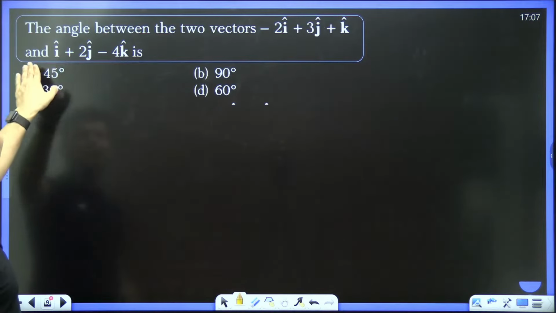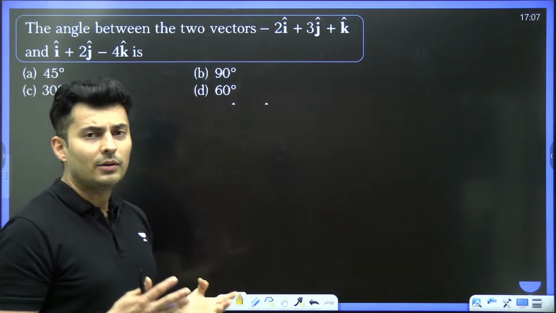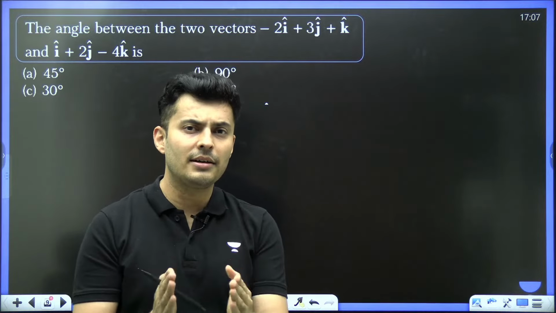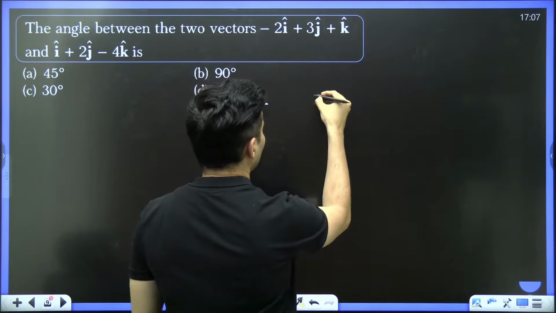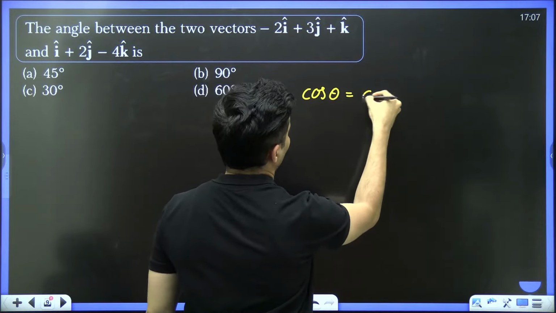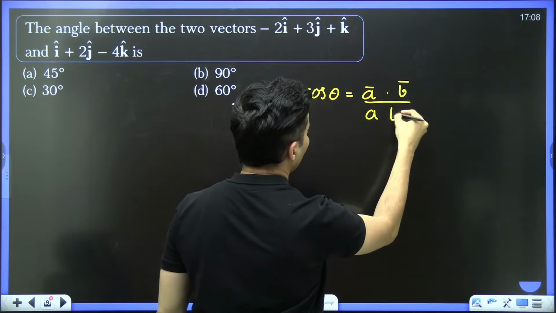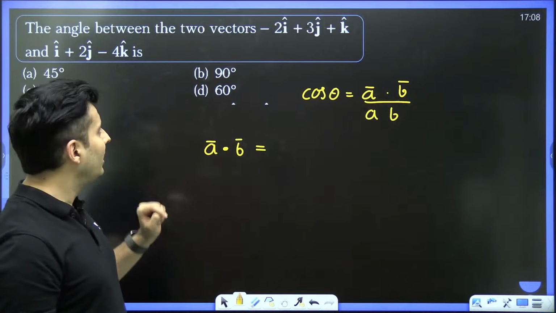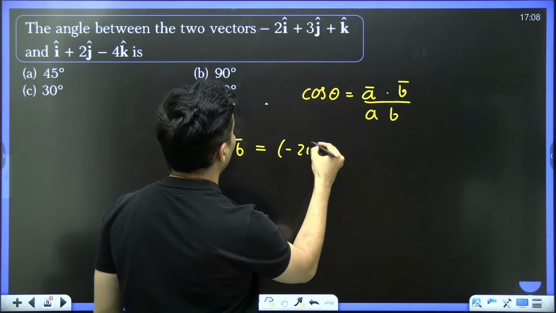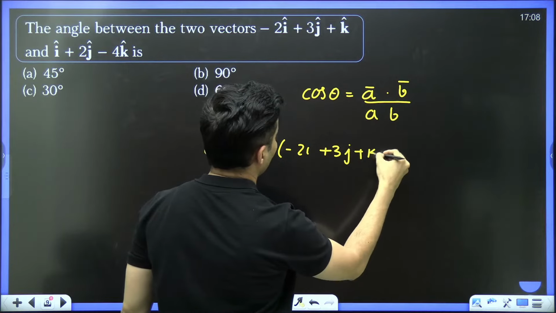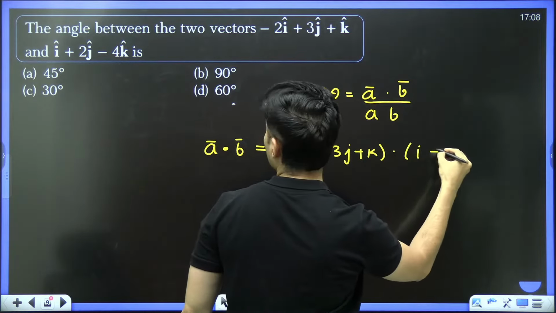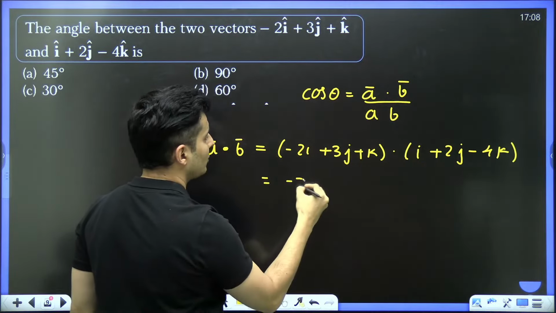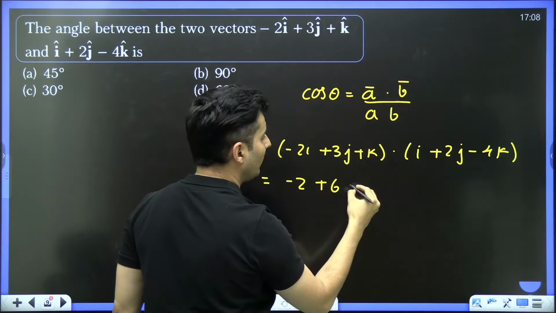The angle between the two vectors is how much? Whenever these kinds of questions come, especially related to angle, perpendicular, parallel, anti-parallel, usually it is related to the dot product. So first, remember cos theta is A vector dot B vector divided by A into B. So let's find A vector dot B vector, which is the numerator part. Then we'll find the denominator. A vector dot B vector means minus 2i plus 3j plus k dot with i plus 2j minus 4k. So what will it be? Minus 2 into 1, minus 2. 3 into 2, 6. 1 into minus 4, minus 4.